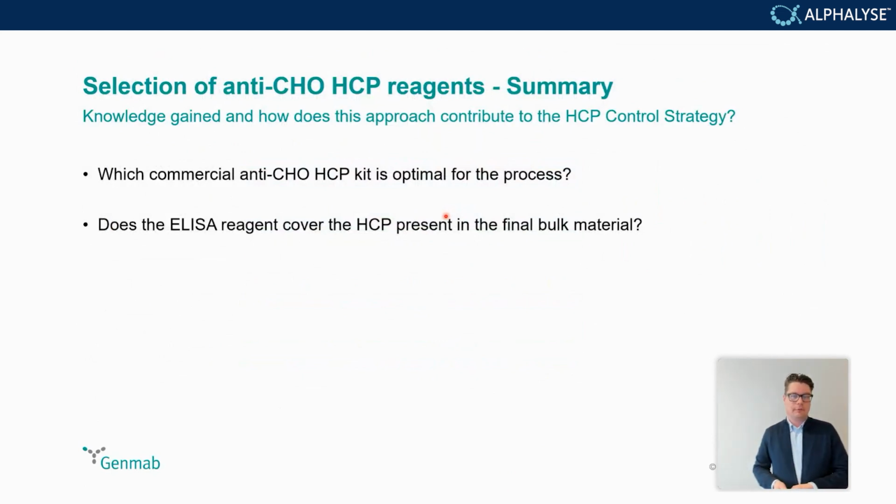Again, what did we learn from this approach? How does this contribute to this overall control strategy? Well, one thing is that we had a chance to really screen commercial anti-CHO HCP kits, and figure out which one was the most optimal for our process. When you start a new project, you don't want to start out by creating a process-specific kit from the beginning. So this is a really good way to find a commercial kit that is available, screen it, and find the one that is more suitable for the process.